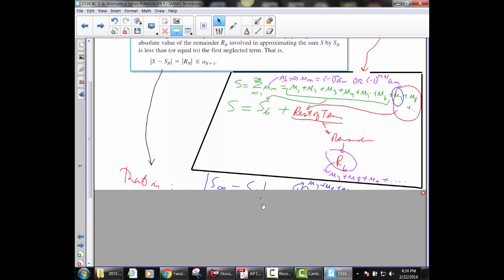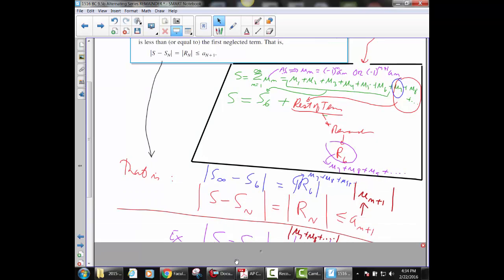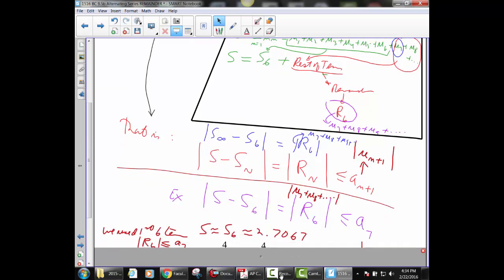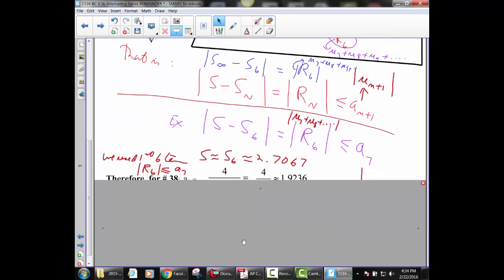So what they're saying is that the sum of all the terms minus the sum of the first 6 terms, which is their S minus Sn, the absolute value of that is equal to the absolute value of the remainder of the 6 terms, right? So if I take the S minus S6, I'm left with R6. And we're saying that the absolute value of that is less than or equal to an plus 1. Okay? So here's an example.